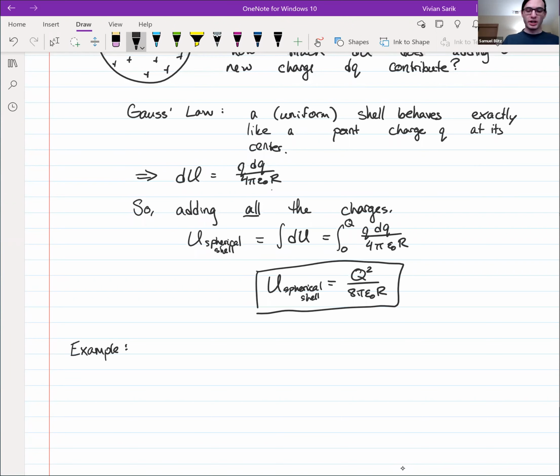We will get there. So what about the potential energy for a uniformly charged solid sphere? We're going to assume that the radius is capital R and the charge is capital Q.